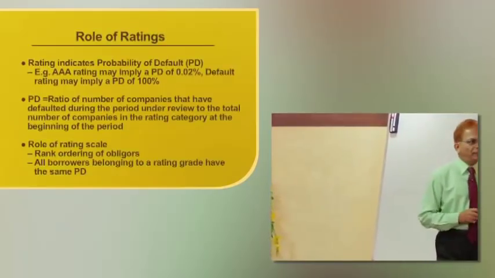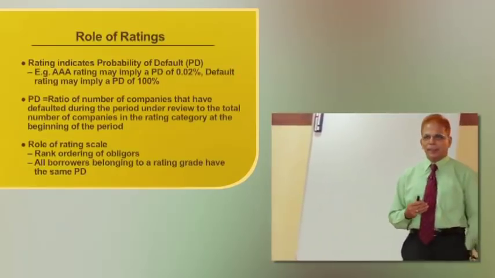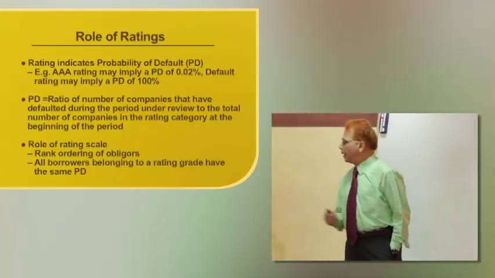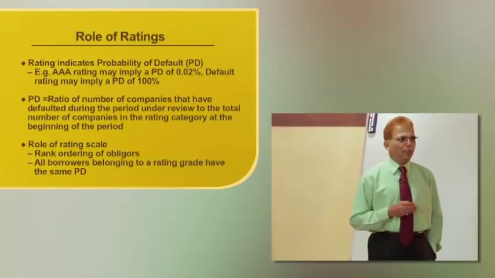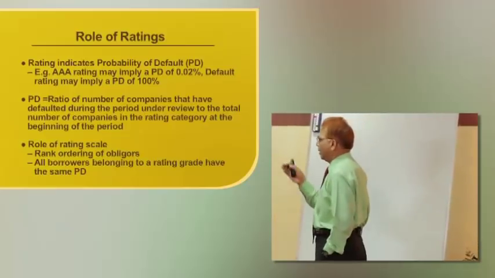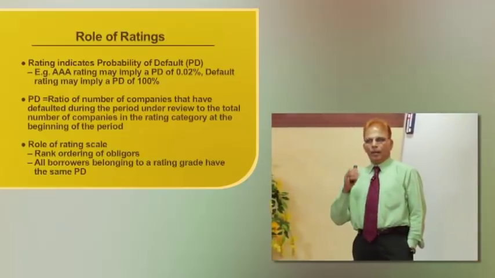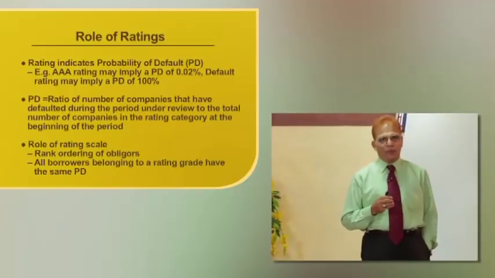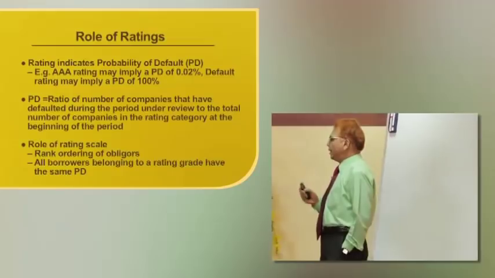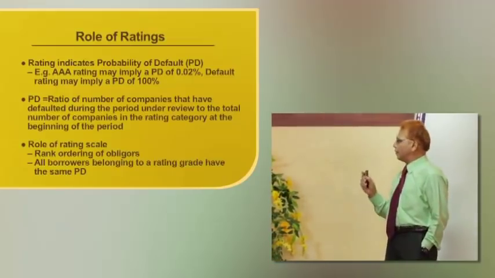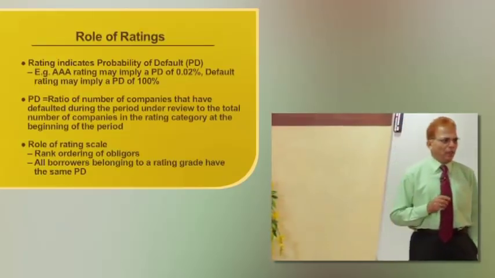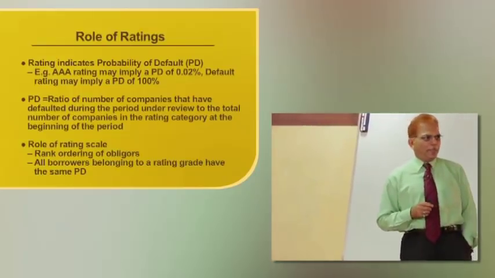Now, what is the role of a rating? Rating indicates, as we have discussed earlier, a probability of default. An AAA rating may imply a PD of 0.2, but a default rating D has a probability of 100%, which means all the customers in this grade are certain to default in the coming year. That is the indication of a PD of 100. As we have seen earlier, PD is a ratio of the number of companies that have defaulted during the period under review to the total number of companies in that rating category at the beginning of the year.